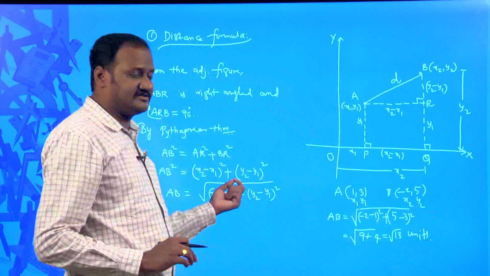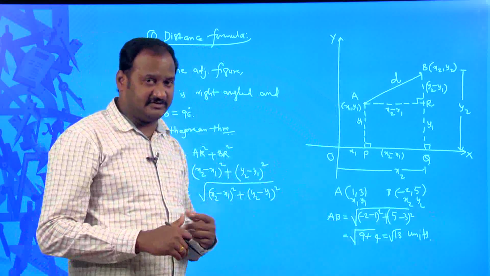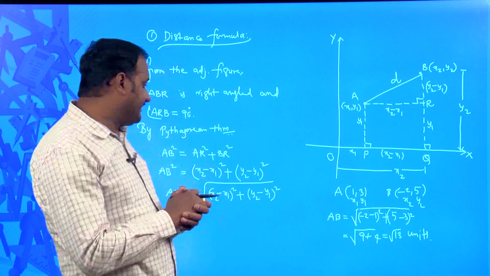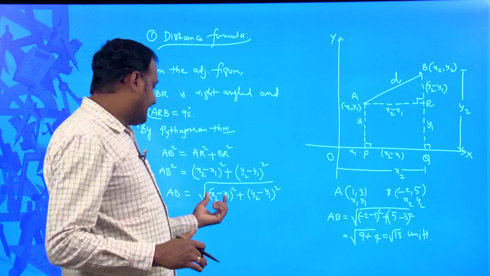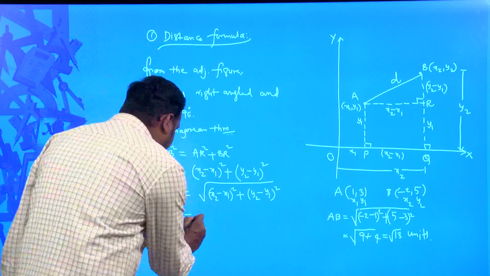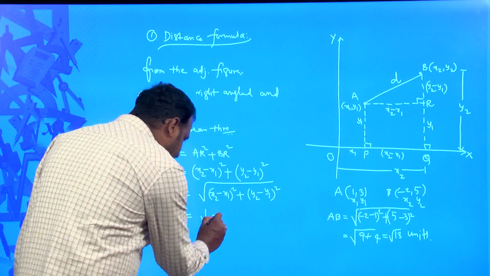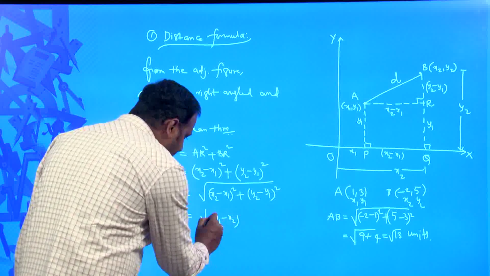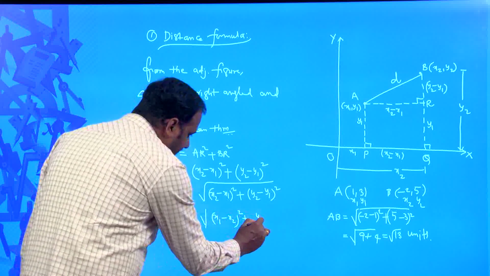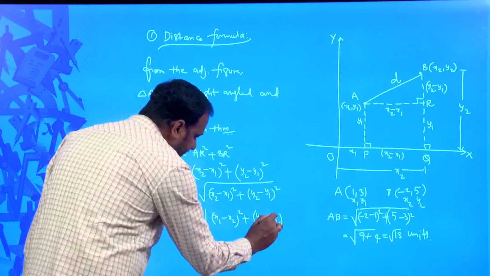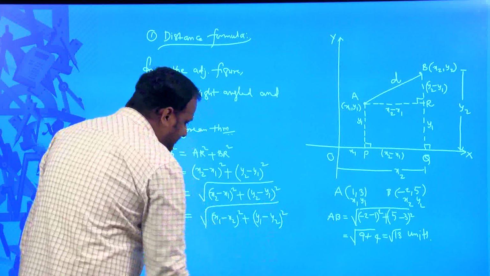root over x2 minus x1 whole square plus y2 minus y1 whole square. But I have one idea to use this formula. Can we use this formula, root over x2 minus x1 whole square plus y2 minus y1 whole square, as x1 minus x2 whole square plus y1 minus y2 whole square? Is this okay if I use the formula in this way, right?